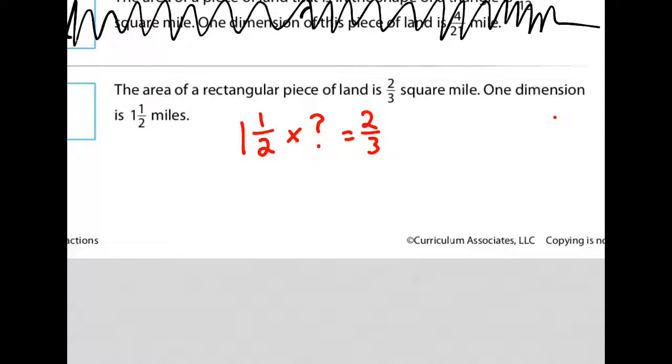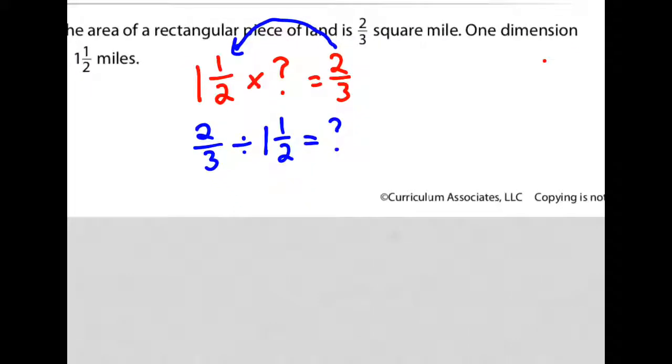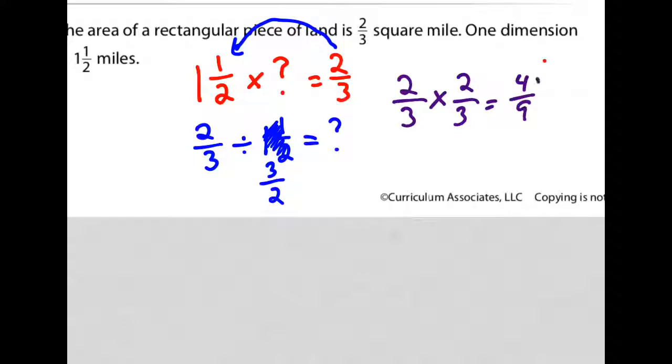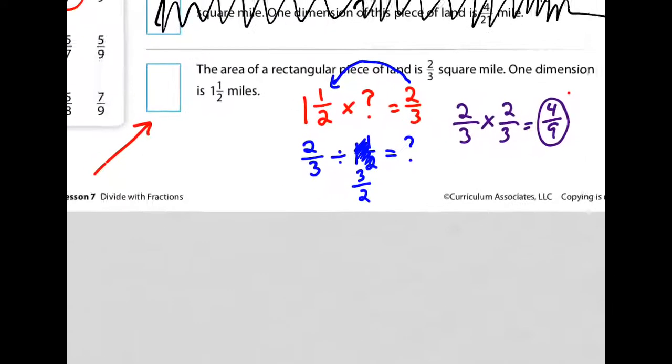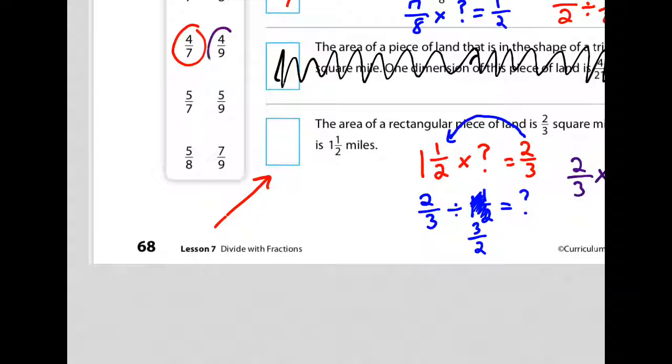So you start with the 2/3 and divide by 1.5, and I should get the number in the box. Now, don't forget to change 1.5 to 3/2. And now I'm going to multiply by the reciprocal. 2/3 times the reciprocal of 3/2 equals 4/9. That is what should go in that box, and I see it right there.